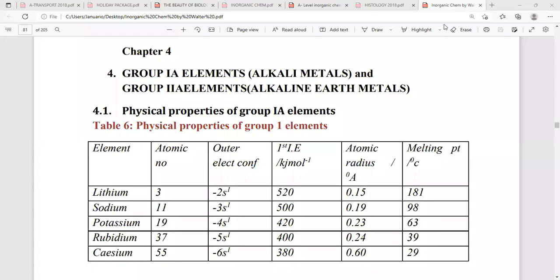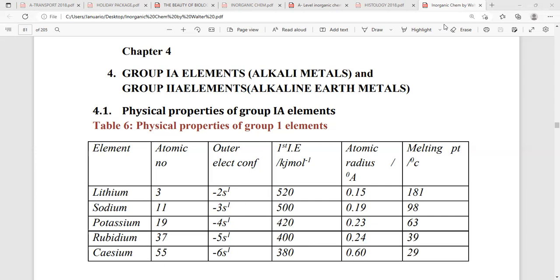We are looking at the chemistry of group 1 and group 2 elements. Group 1 being the alkali metals and group 2 being the alkaline earth metals. Having looked at the periodic properties, that is, properties that are changing within the periodic table across the periods and down the group, and among the different elements, looking at the ionization energies, electron affinity, electropositivities, and so on.